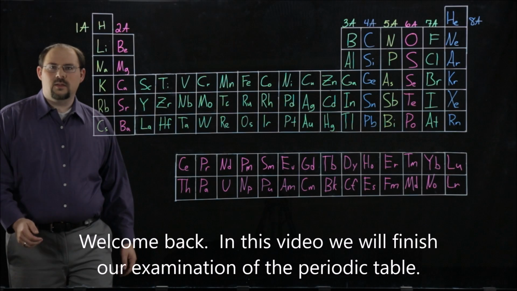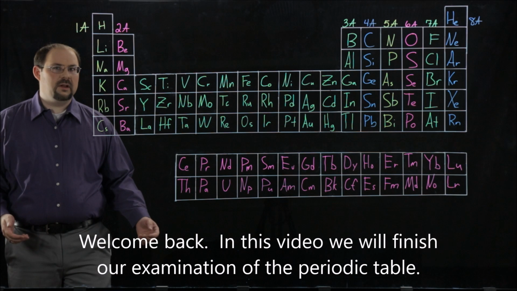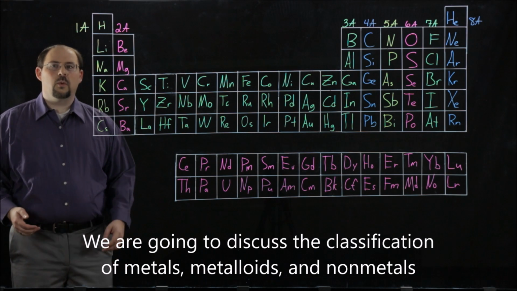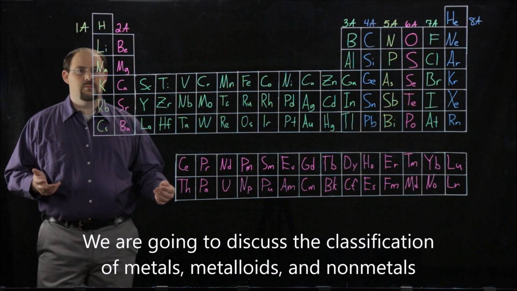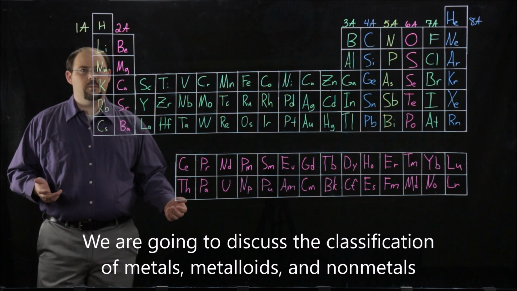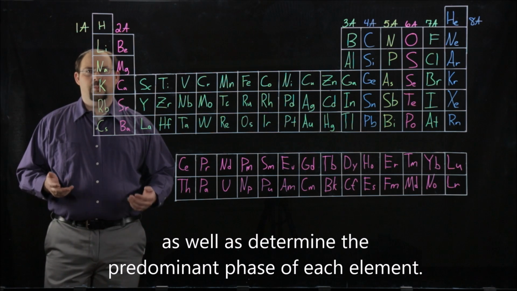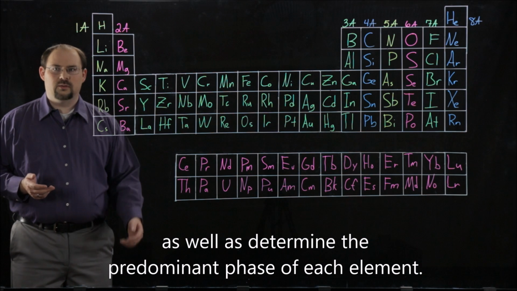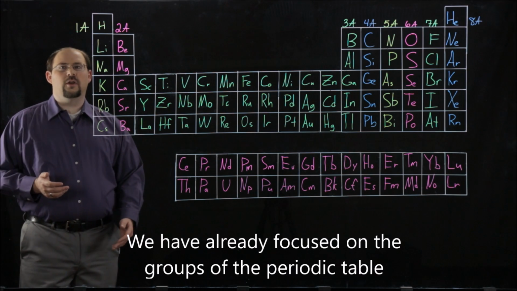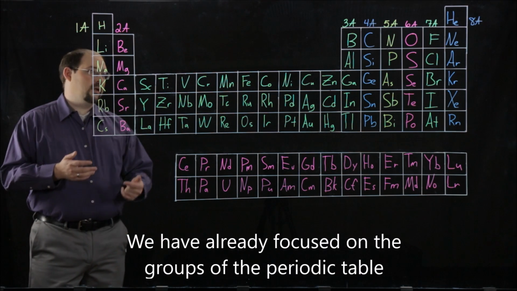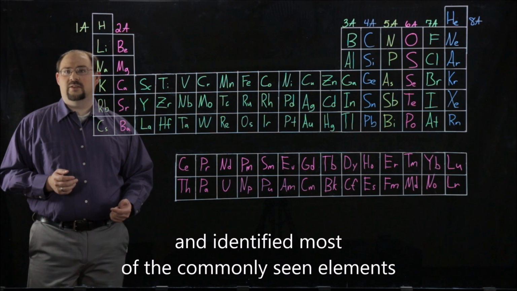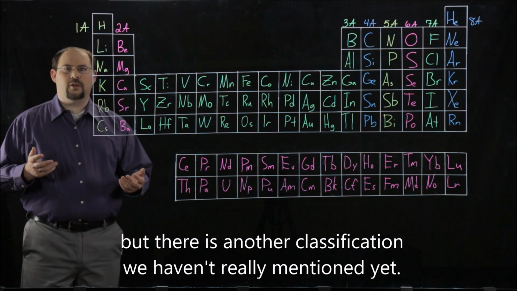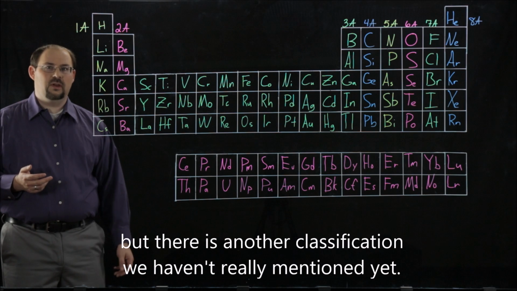Welcome back. In this video, we will finish our examination of the periodic table. We're going to discuss the classification of metals, metalloids, and nonmetals, as well as determine the predominant phase of each element. Now, we've already focused on the groups of the periodic table and identified most of the commonly seen elements, but there's another classification we haven't really mentioned yet.